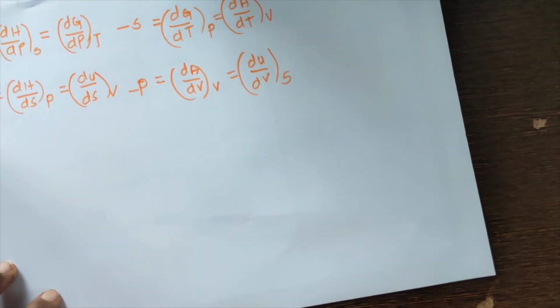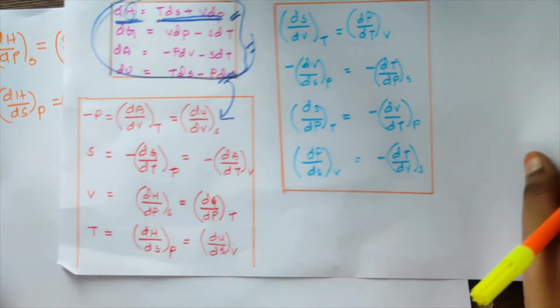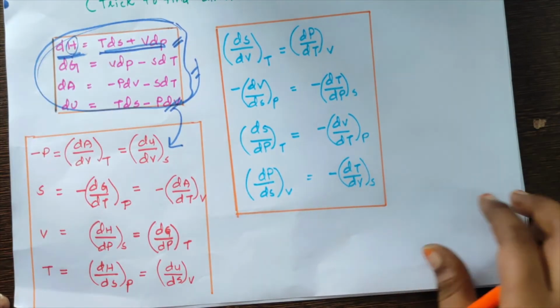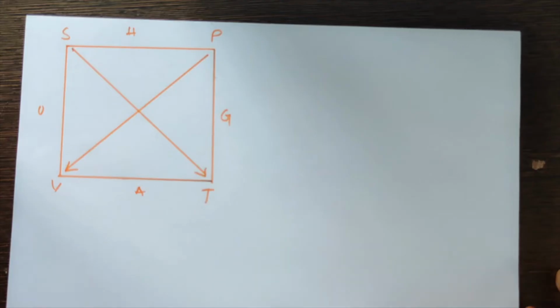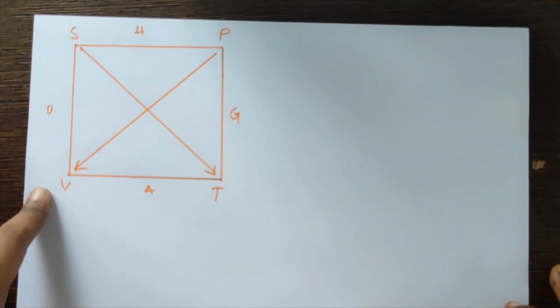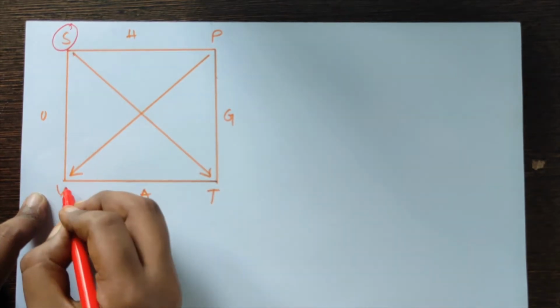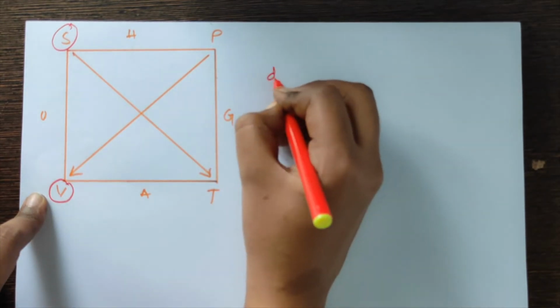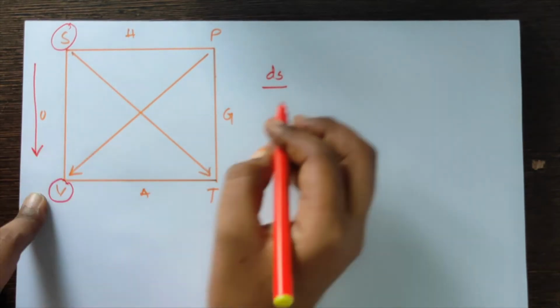Now, as I told you in the starting of this video, we have derived this table number 2 also. So to derive that, again take the Maxwell square box and let's derive them. Now take dS. Here we have dS, we have dV. So the relation would become dS by, you should come like this, dV.